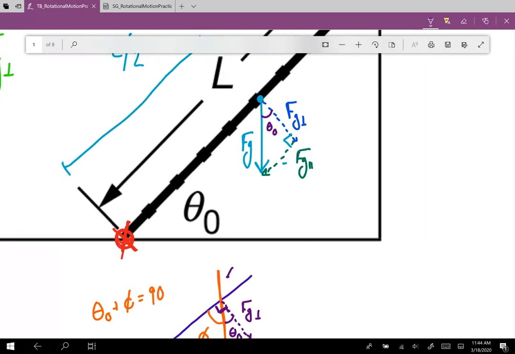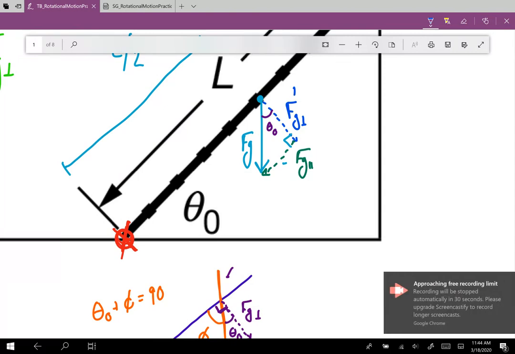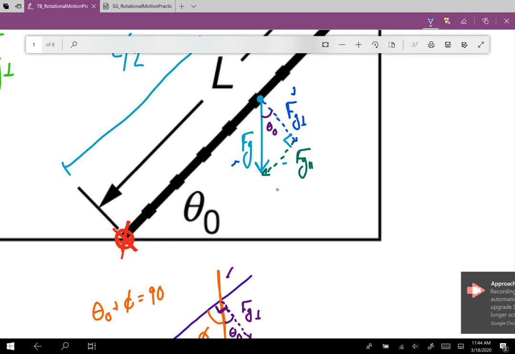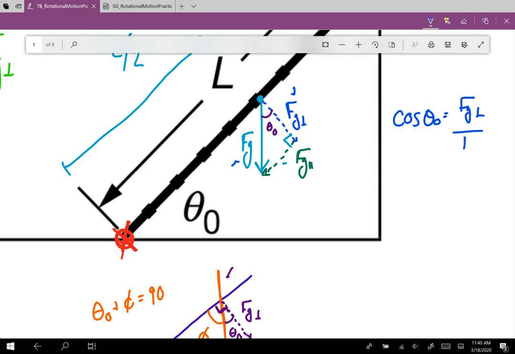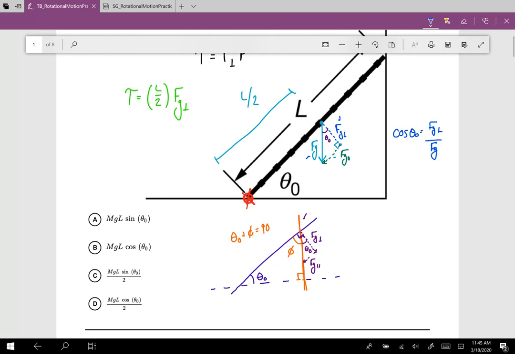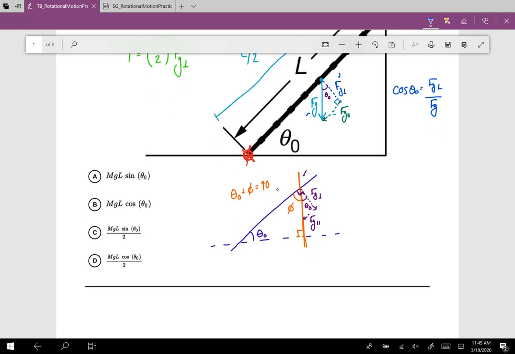Then I'm going to do a little bit of trig to solve for FG perpendicular. I see that FG perpendicular is adjacent and FG is the hypotenuse, so I can use trig, and that is cosine. Cosine of theta naught equals FG perpendicular over FG. We know we're using the cosine. We're running out of time, so it's going to be mg cosine theta as our force, then L over 2 is that distance. So our answer is going to be D. Sorry for rushing, I just don't want to make this into 2 videos.